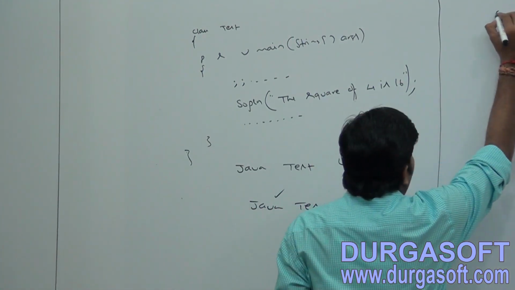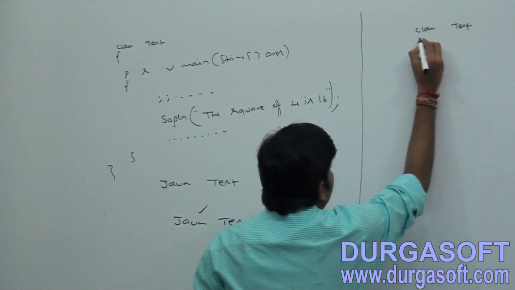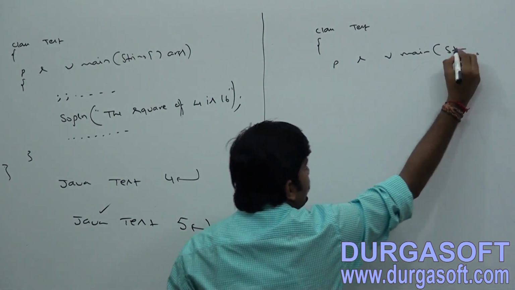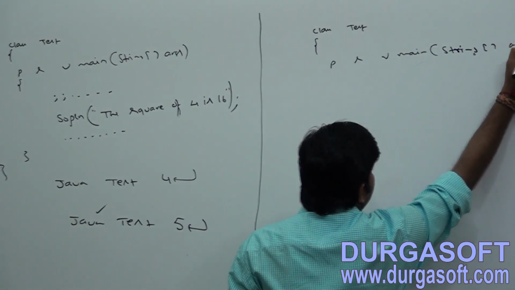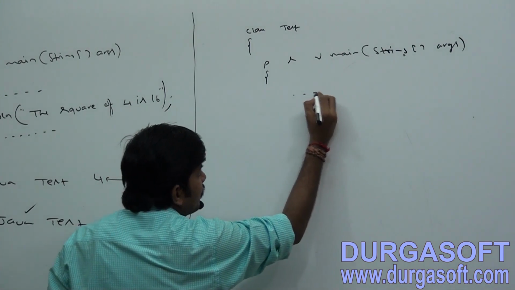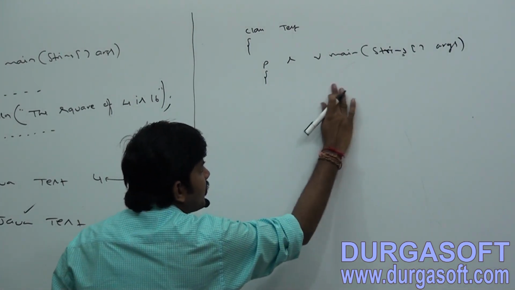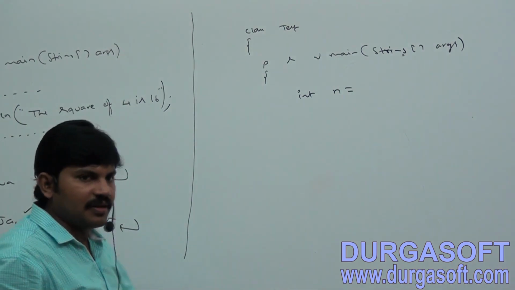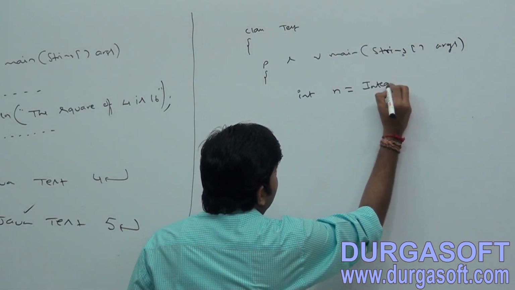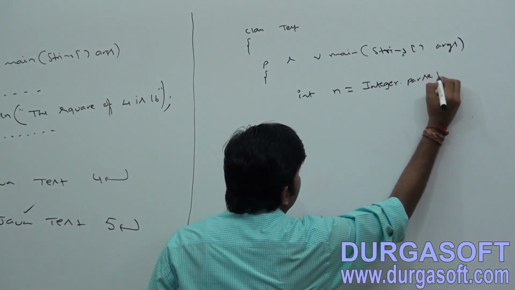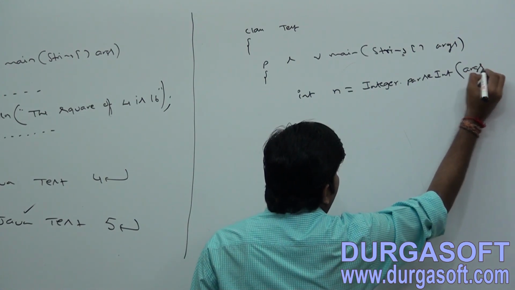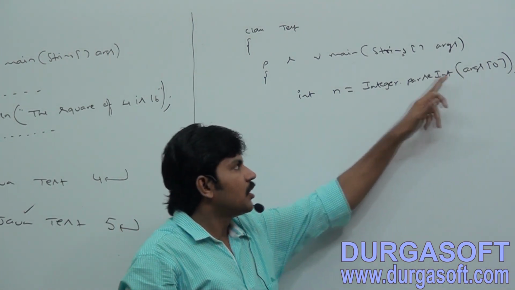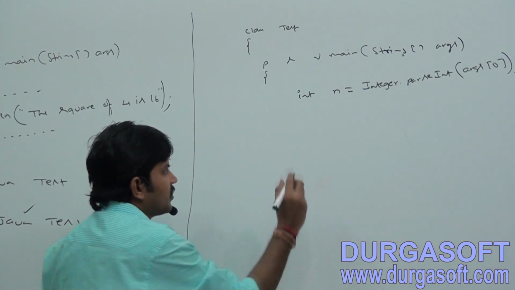Very simple. Class Test, public static void main, String array args. Here, just observe, string array args. Here the print statement is not required. Here is the proper code: int n is equal to Integer.parseInt of args of 0. Sir, whatever string you are passing from the command prompt, now I am taking it as n. Int n is equal to Integer.parseInt.